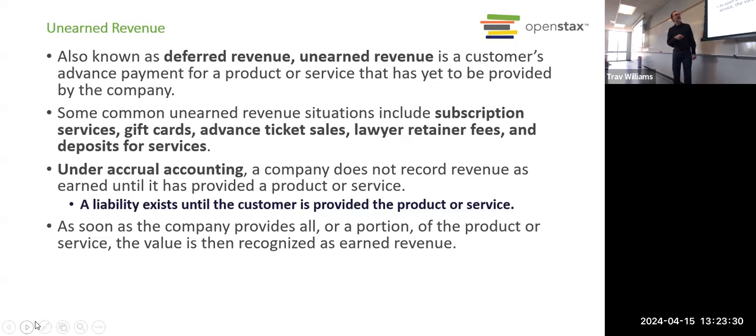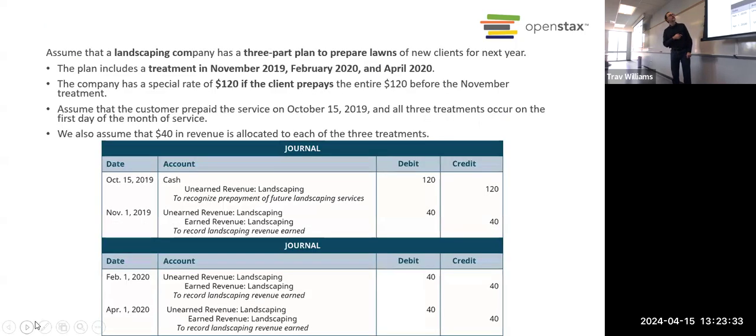So the liability goes away, and now they have a sale. So here's an example of that. It's a landscaping company, and basically, if you pay them, they're going to come 3 times and do landscaping work. So here's the deal. It's $120 if you prepay. So a customer paid. Now this is the company doing the accounting. So they're saying, okay, we received $120 in cash, but we haven't done the landscaping work yet. So we have unearned revenue, right?